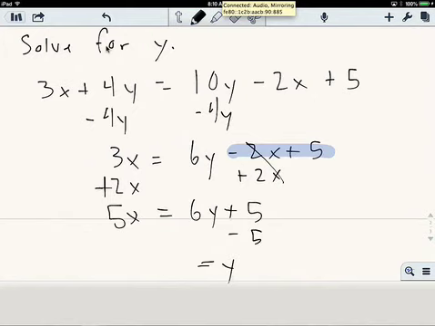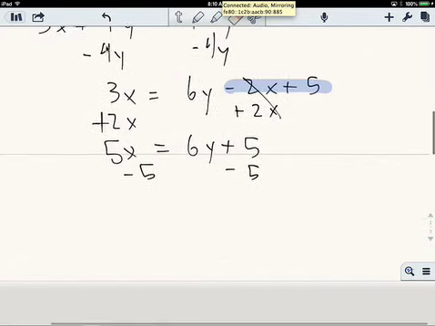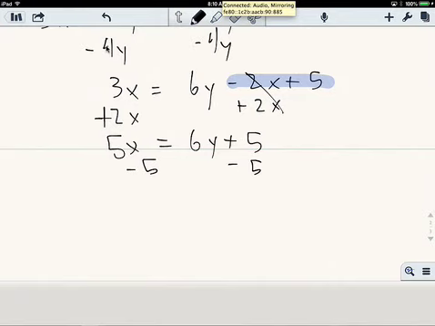Now I'll get rid of the 5. I'm not going to have enough room here, I'll keep moving down. I get rid of the 5. Those cancel out. So now I have just 6y on the right side of the equation. And then I have 5x minus 5 on the left.